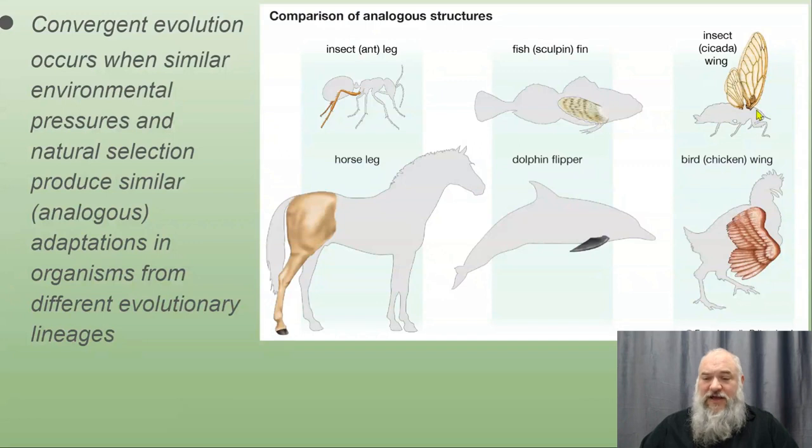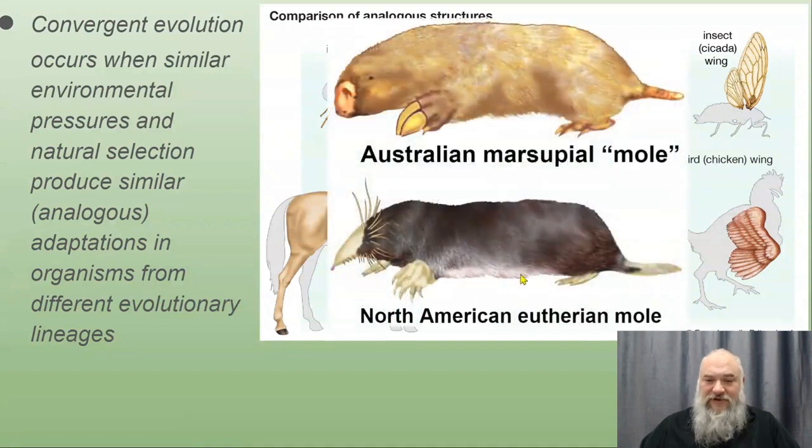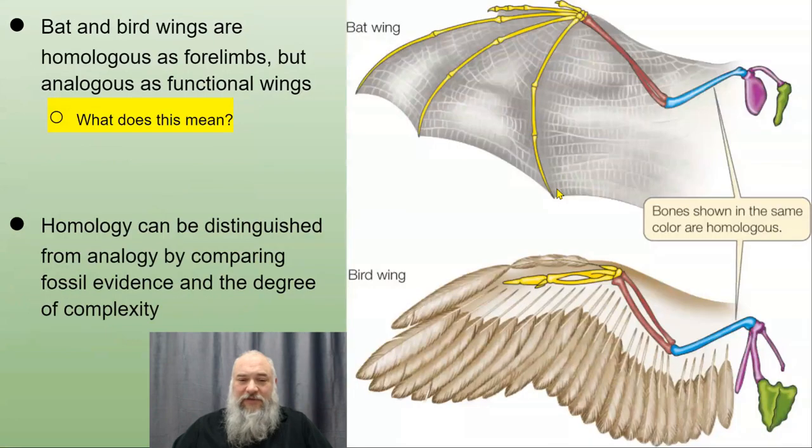And you can see these two wing types are very different in how they work and how they're structured. Superficially, they're big, they're broad, you move them, you fly. But how they do that, very different. Same thing with these two moles. They look very similar. Long body, big front claws, tough nose, small eyes, but they're really not related to each other very much at all, other than the fact that they're mammals. Okay? They separated a long time ago. Bird and bat wings are homologous as forelimbs, but analogous as functional wings. So they're homologous as forelimbs, but analogous as functional wings.